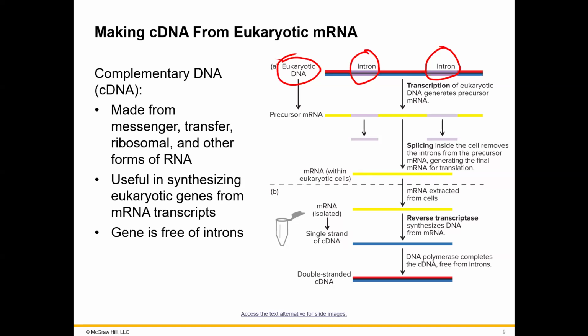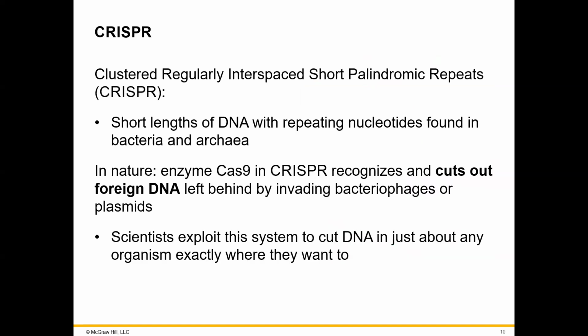You do it the one way with reverse transcriptase, you get a single strand, and then DNA polymerase can make it double-stranded. And this is what we would call complementary DNA, because it's complementary to that actual functional mRNA. It's pretty neat, right? Okay. Thank goodness that we got something good out of such a horrible thing.